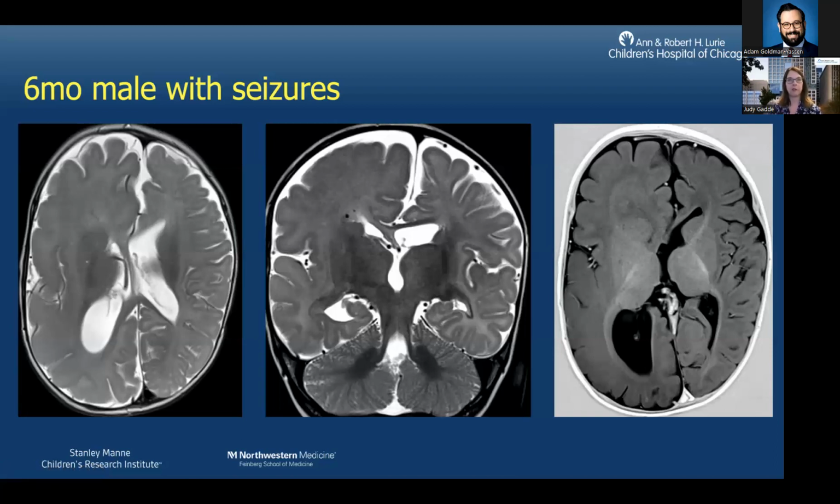And often the involved cerebral hemisphere will have abnormal myelination. So here we can see both on the T1 and T2 abnormal myelination in that right cerebral hemisphere, and it's classically hypermyelinated, so more myelination than we would expect for the patient's age.